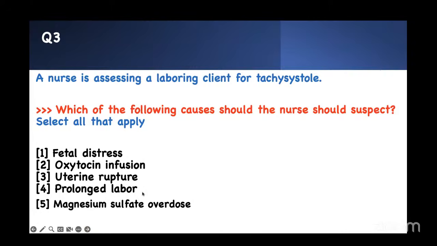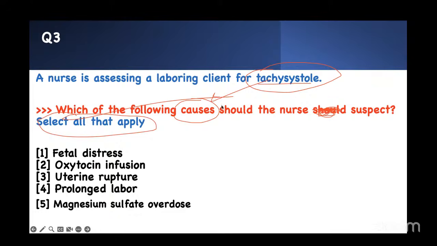Which of the following causes should the nurse suspect? This is the same thing. But if you don't take care, you miss it. So which of the following should the nurse suspect as the cause? A nurse is assessing a laboring client with what? Tachysystole. Which of these do you think can cause tachysystole? So the buzzword is what? Tachysystole. Causes of it is a select or apply. You see, I'm connecting my buzzword. Tachysystole, causes of tachysystole, and I have select or apply. Then you go with your content.